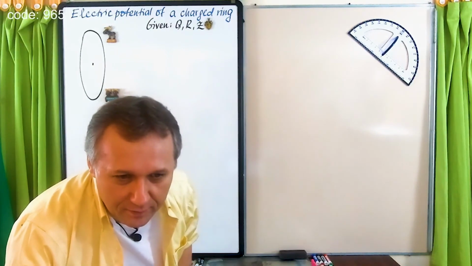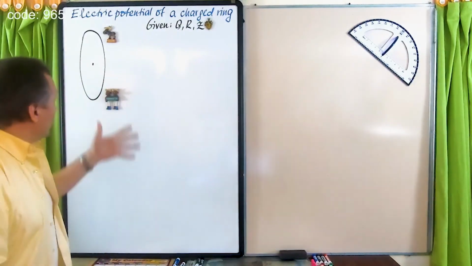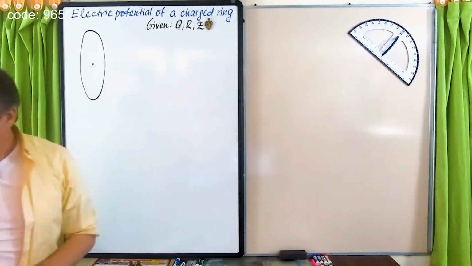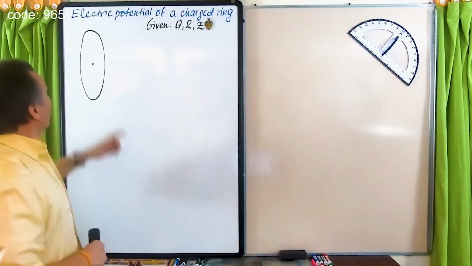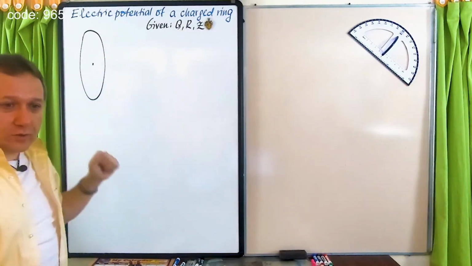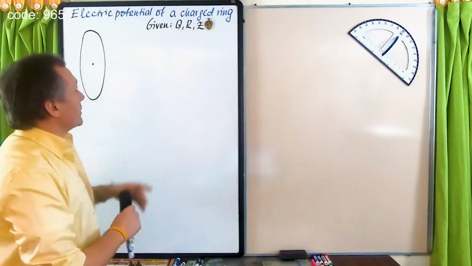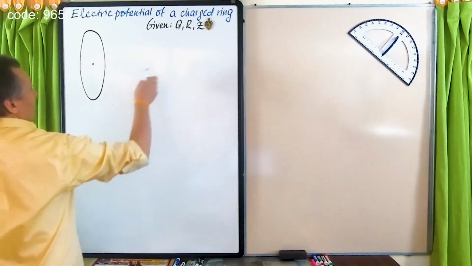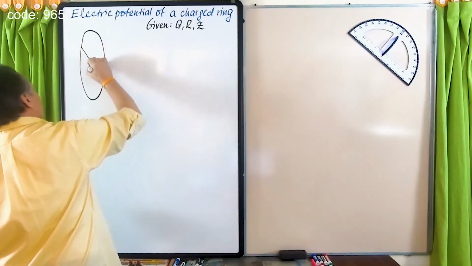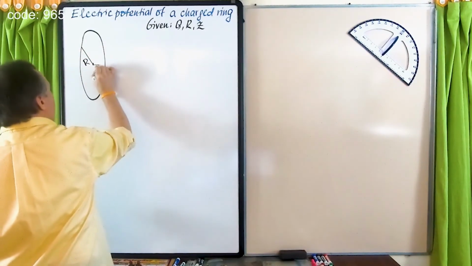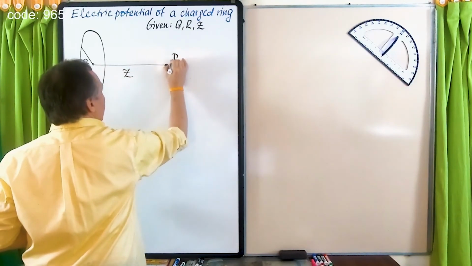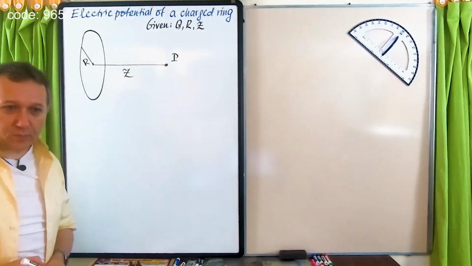Okay. Awesome. Okay, so this is our charged ring. The total charge of the ring is given. Again, the charge is distributed uniformly, the radius R is given, this is z, and we want to find the electric field, the potential, at that point P.